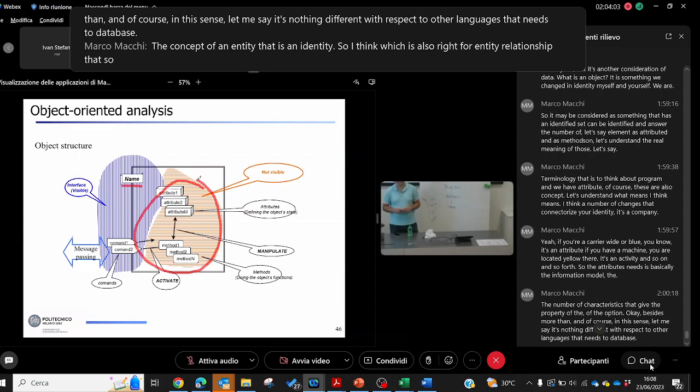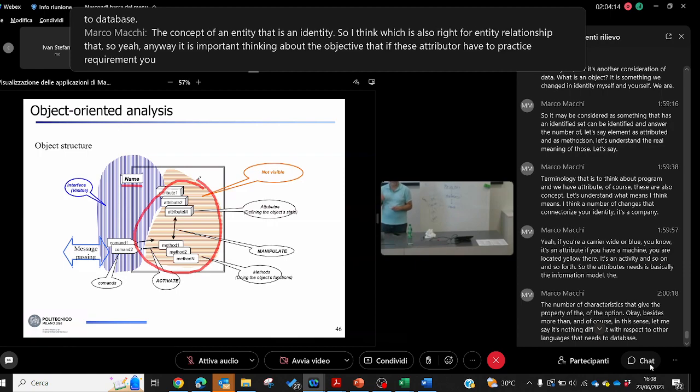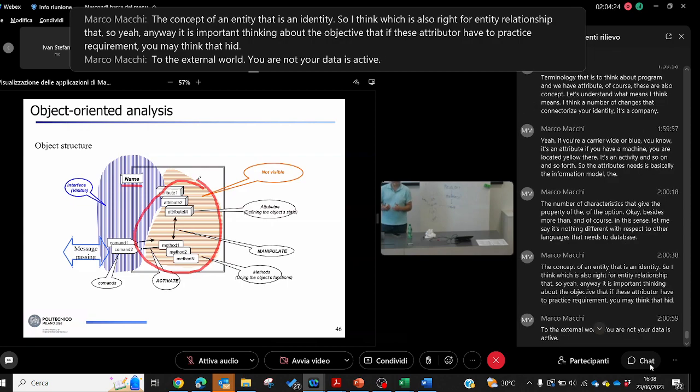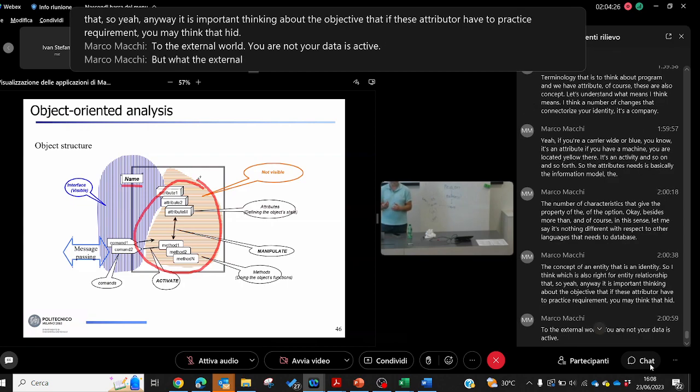The concept is there. Anyway, it is important, thinking about the object, that these attributes have two characteristics. One, you may think that they are hidden from the external world. You elaborate this attribute as an object, you update this attribute, you read this attribute. But what the external world sees is the reaction to an event that comes from the external world. And this happens through the methods.